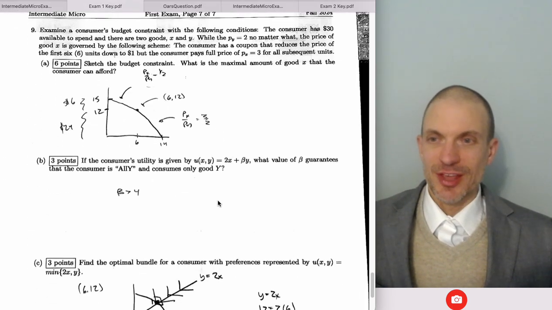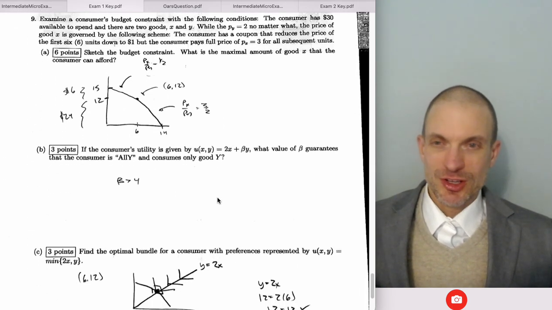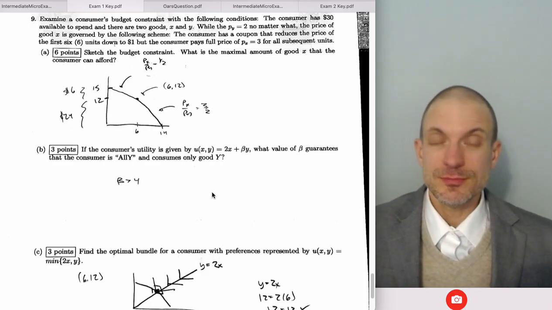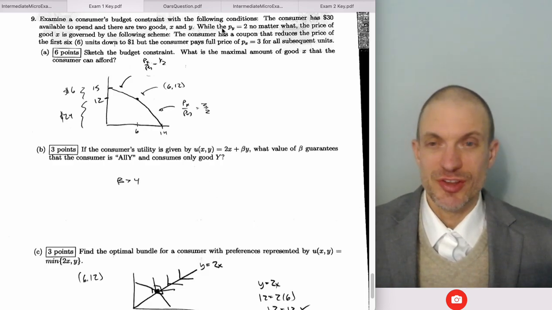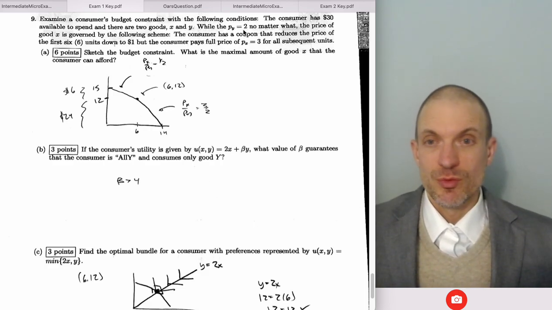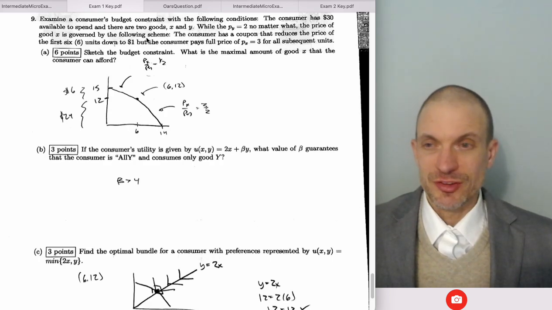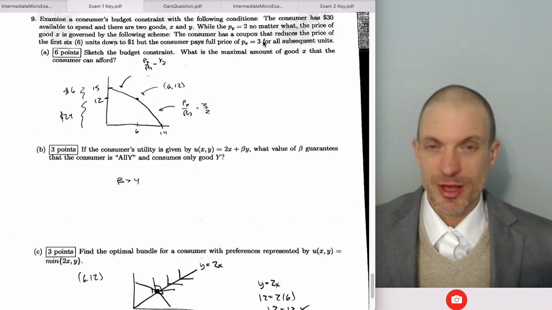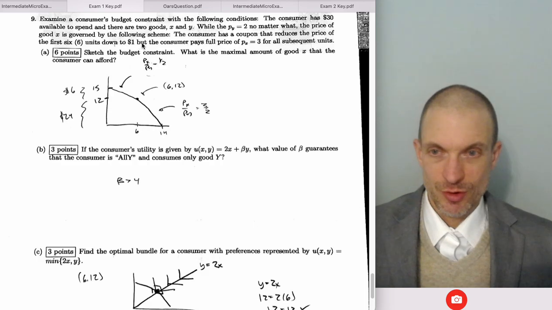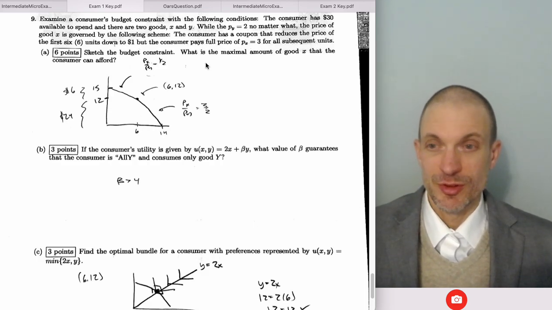All right, the last one, examine a consumer's budget constraint with the following conditions. Consumer has $30, there's two goods, X and Y. Well, the price of good Y is 2 no matter what. The price of good X is governed by the following scheme. Consumer has a coupon that reduces the price of the first 6 down to 1. Consumer pays the full price for all subsequent units. Okay, what's the budget constraint?